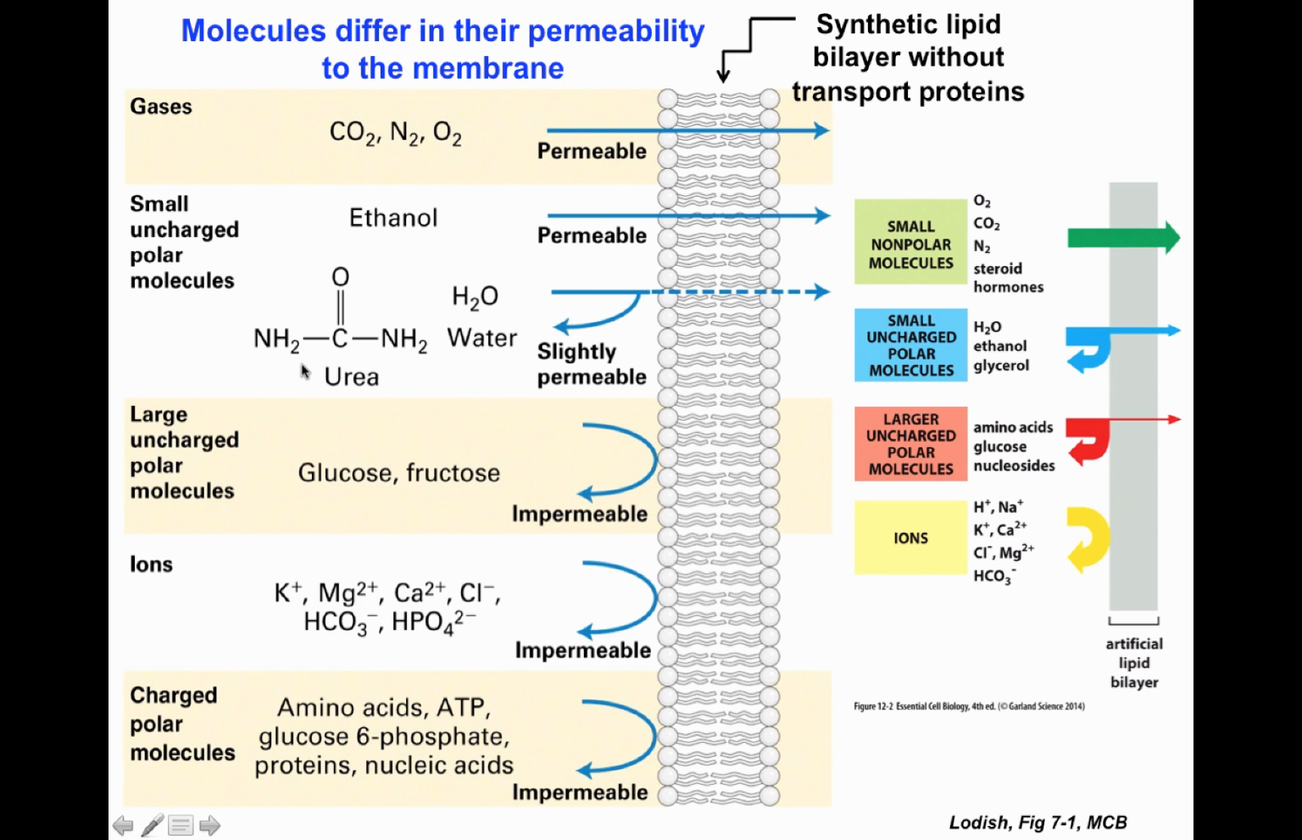Large uncharged polar molecules, for example sugars like glucose and fructose, are completely impermeable to the membranes because they're polar, and they are not able to pass through the hydrophobic region of the membrane. Those also include charged polar molecules like amino acids, ATP, glucose that has been phosphorylated, or general proteins, completely impermeable. Last but not least, the membrane is impermeable to ions: potassium, magnesium, calcium, etc. They are not capable of passing the membrane.